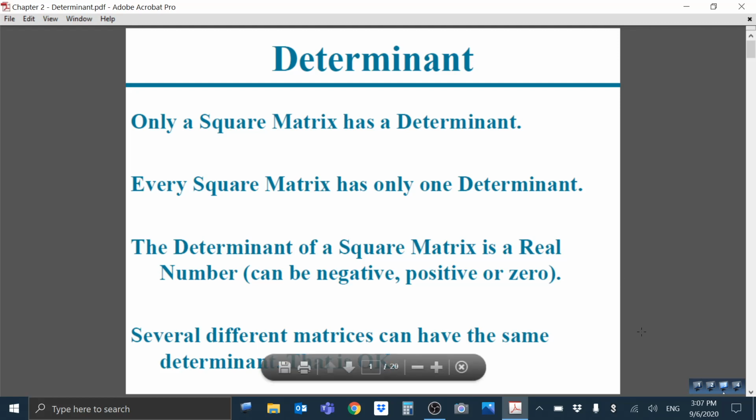Also, several matrices could have the same determinant. That's okay. There's nothing wrong with that. So we will see, based on the properties, let's say all 3 by 3 matrices that are not invertible, they'll have the same determinant, which is 0. So that's fine. There's no problem there.